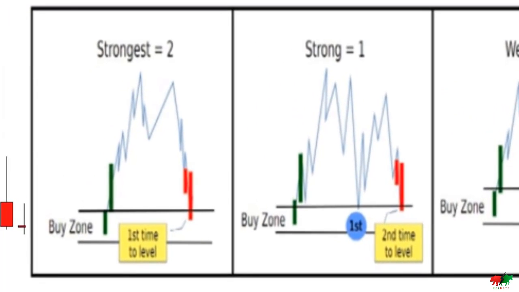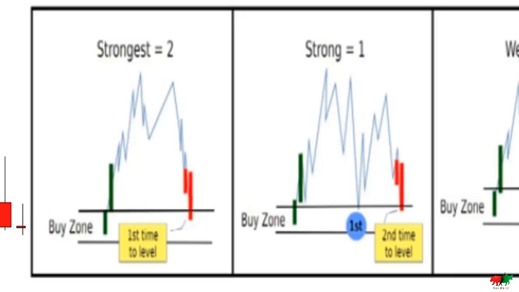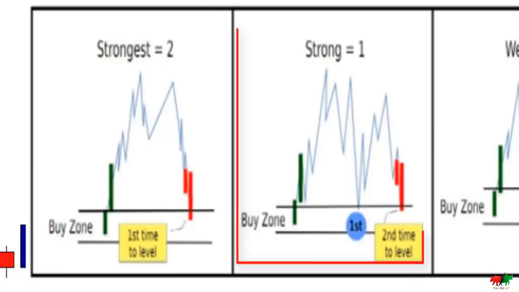The first zone is fresh because it has not yet been tested, and this zone will offer the highest probability of a bounce. The second one is tested for the first time and it is still considered strong. So when the market retraced back to test it again, it can be considered a strong zone. But to trade it, you should wait for a strong price action signal.